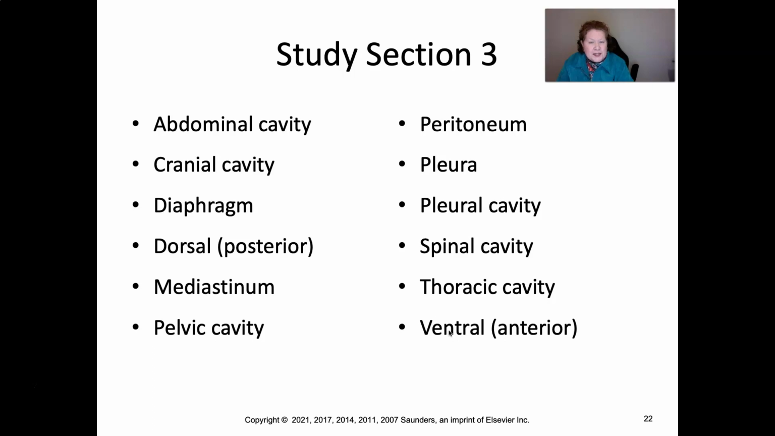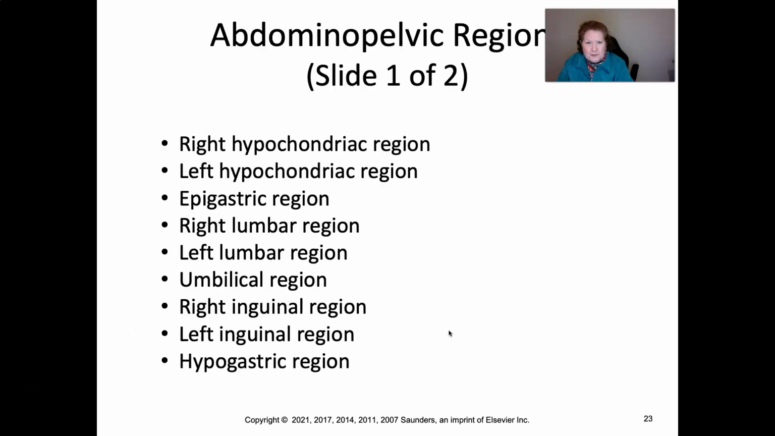So this next study section is on the abdominal cavity, cranial cavity, diaphragm, dorsal, posterior, mediastinum, pelvic cavity, peritoneum, pleura, pleural cavity, spinal cavity, thoracic cavity, and looking at the position of ventral. Ventral and dorsal are different positions, and you need to know both ventral and dorsal, as well as anterior and posterior. So make sure that you're familiar with those and you do flashcards.